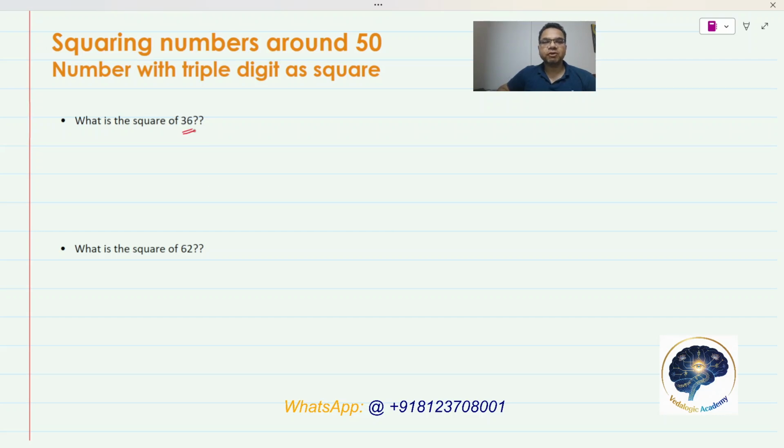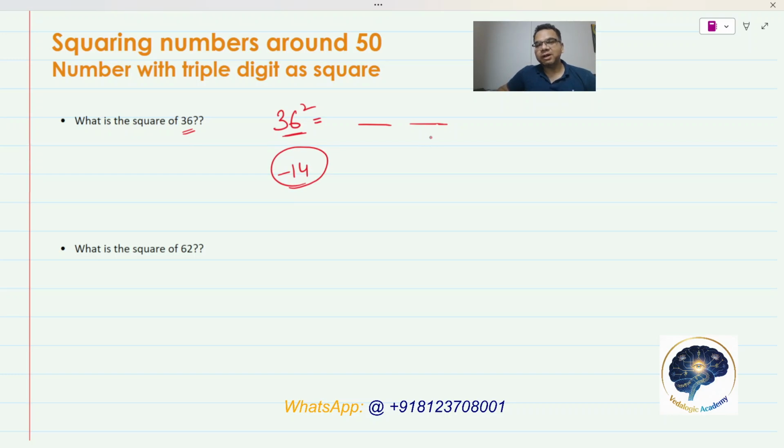Let's say that we have to find the square of 36. How do I do it? So you can use the same method here. So can you tell me how do I do this question? Do you want to tell me the answer? Can you write it in your comments before you see further? Okay. So what is the difference between 50 and 36? This is minus 14, right?